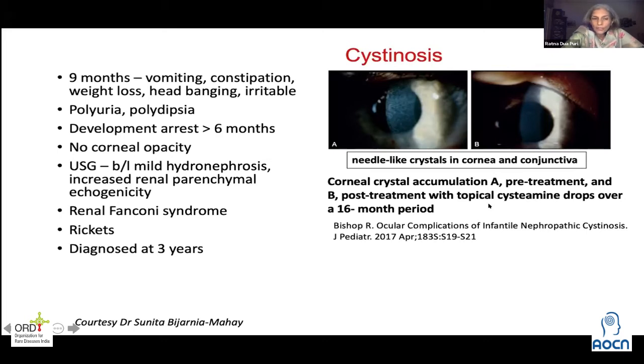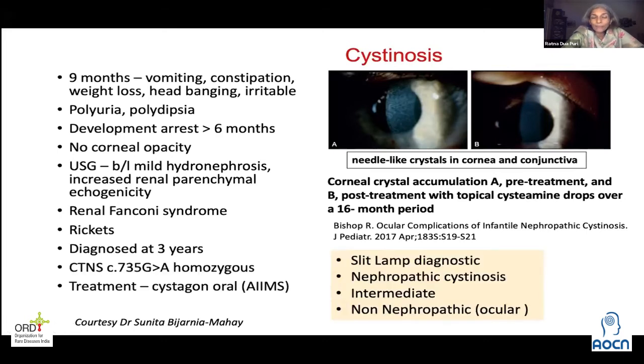And he was also started on treatment at AIIMS with Cystagon. And over a period of time with treatment and at times even the local topical cysteamine drops, there is a reduction in the deposition and an improvement in the corneal features, of course, along with the general systemic improvement. So we know that the early onset phenotype of this is nephropathic.